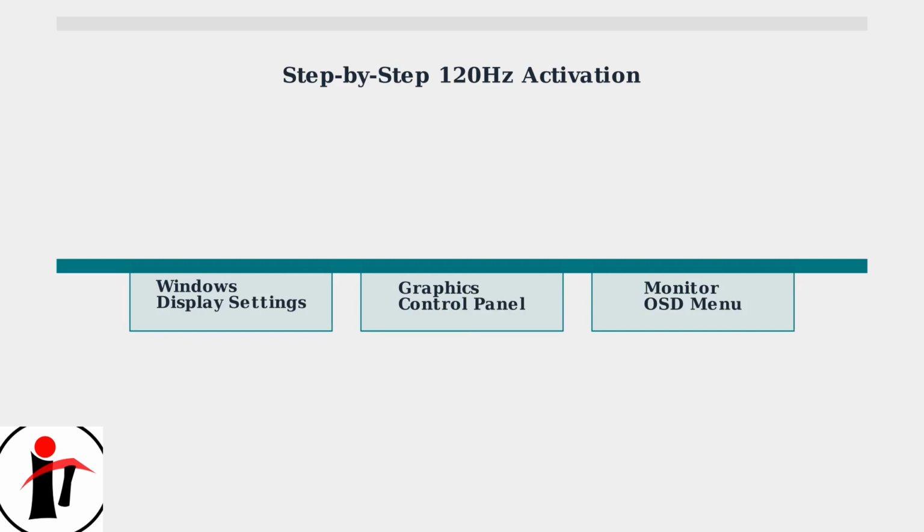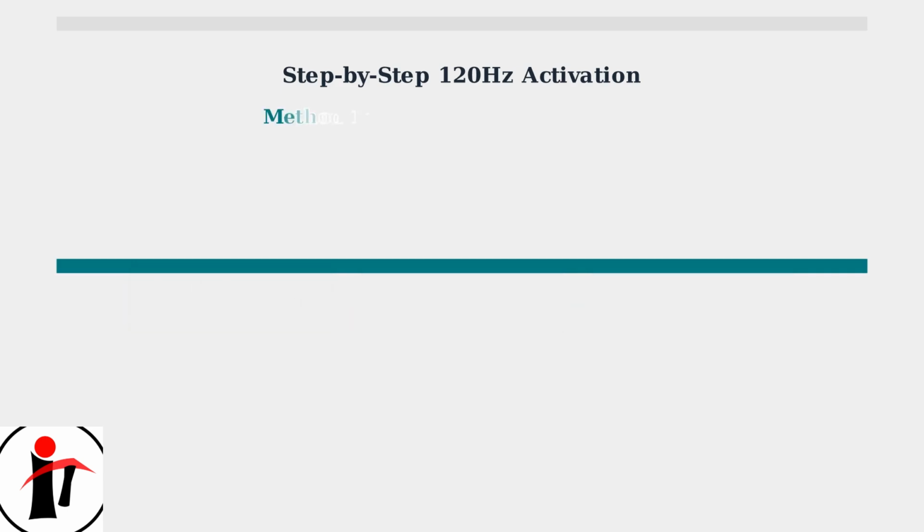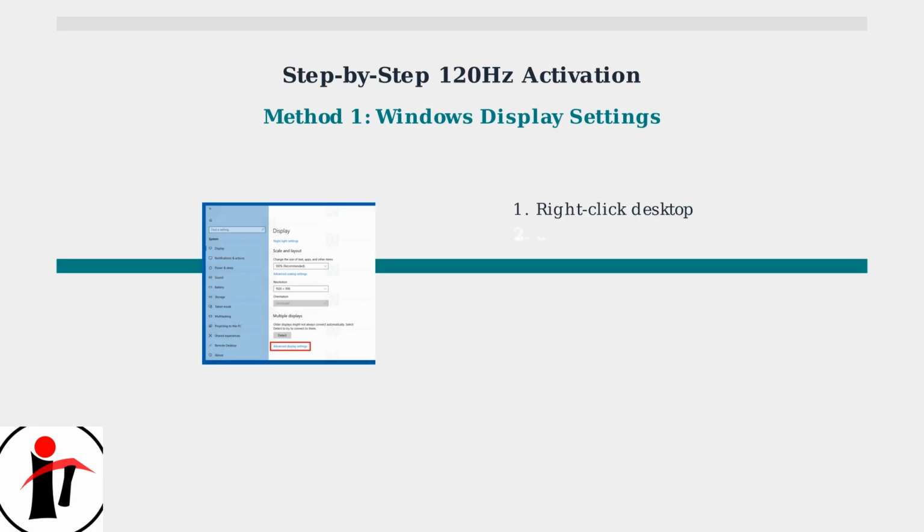There are three main methods to activate 120 Hz on your Sceptre monitor. We'll walk through each method step by step to ensure you can successfully enable high refresh rate display. The first method uses Windows display settings, the second uses your graphics card control panel, and the third uses the monitor's built-in menu system.